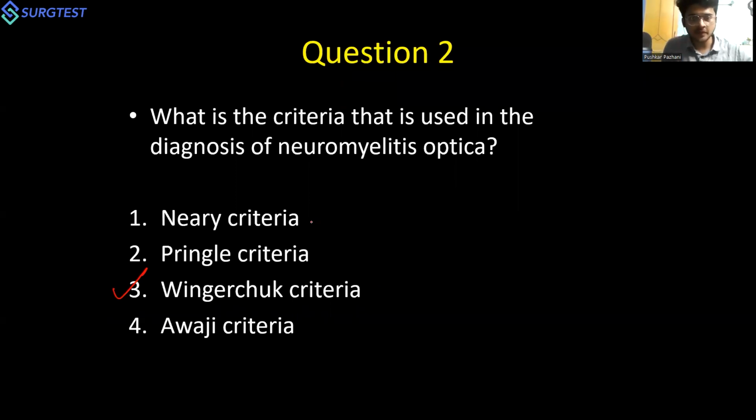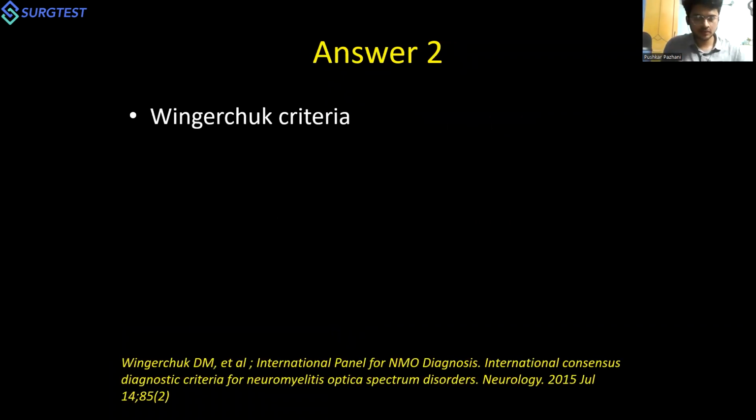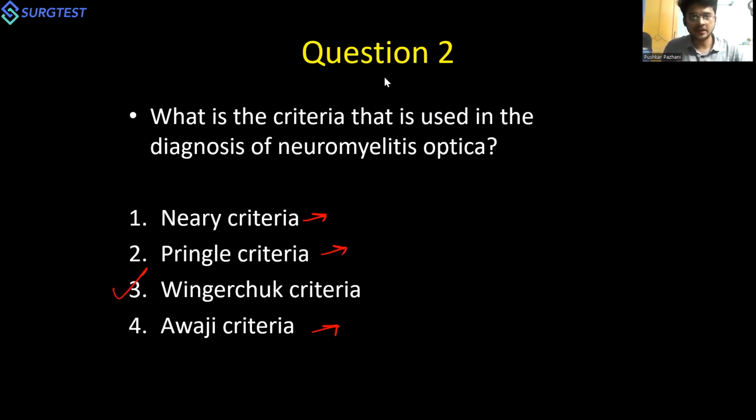So anyone in the chat box, what is Neuri criteria, Pringle criteria, and Avaji criteria? Anyone want to try? Those who are preparing for NESS DM Neuro, it's very important. Good, Mohammed Chandil has answered correctly. Avaji criteria is for MND. Great. What about Neuri criteria and Pringle criteria?